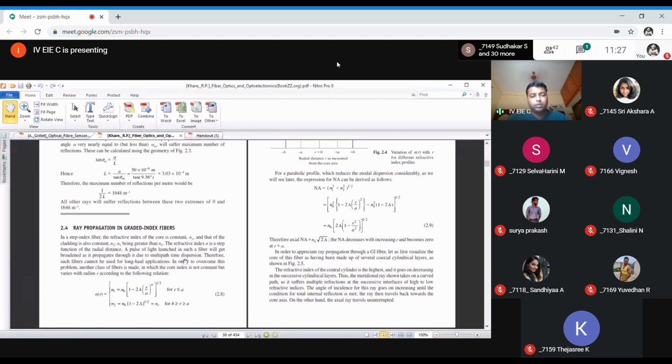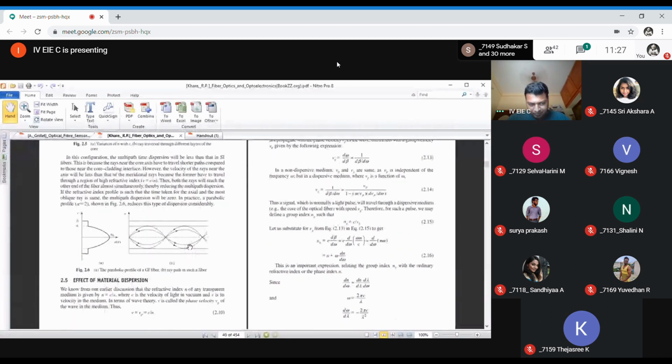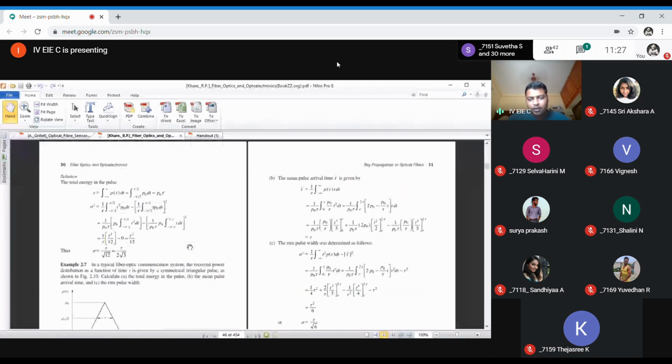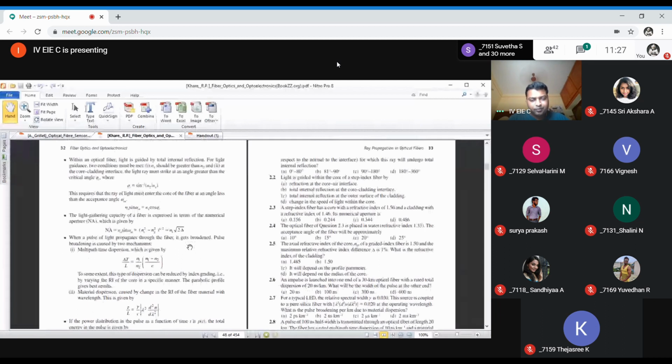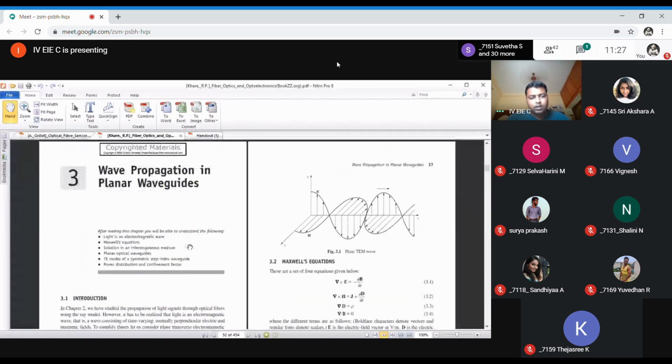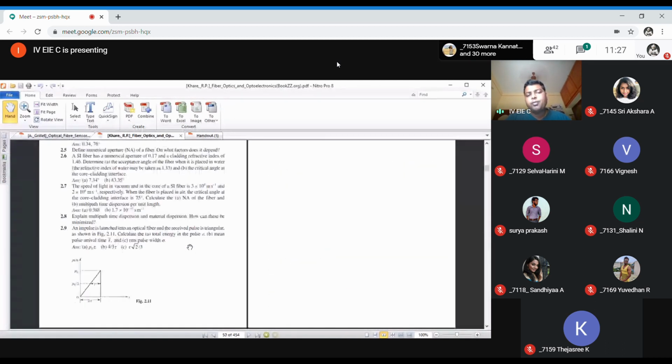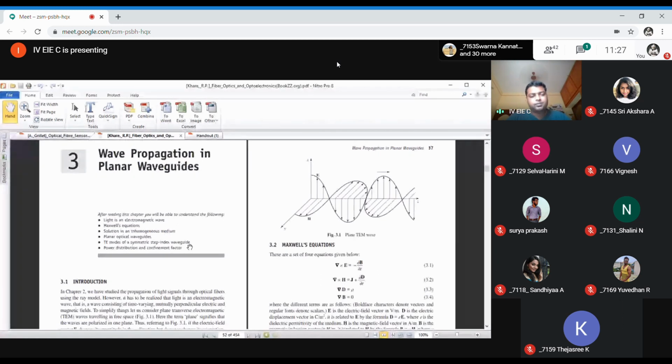So what I'm going to do is move forward, where we are going to discuss the wave propagation in planar waveguides. Clear? Because it is too lengthy, I will just give you a general concept of it. Okay.